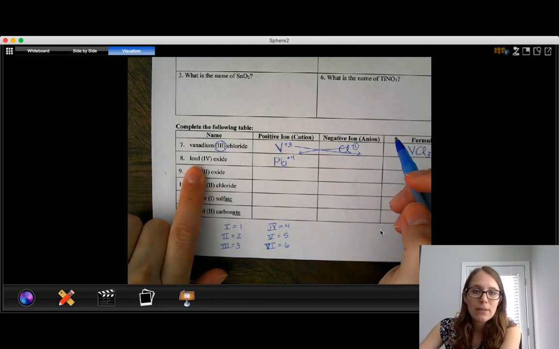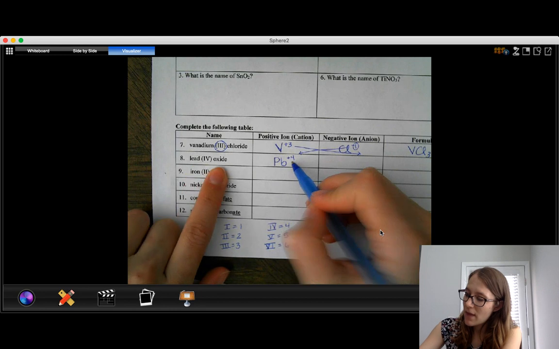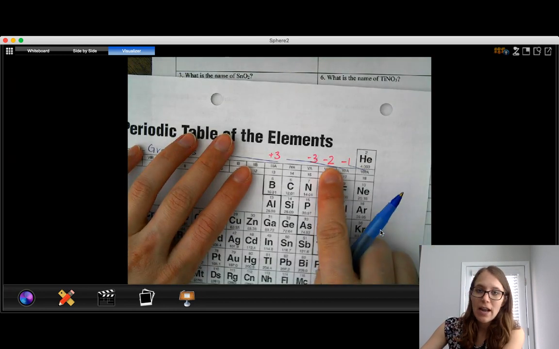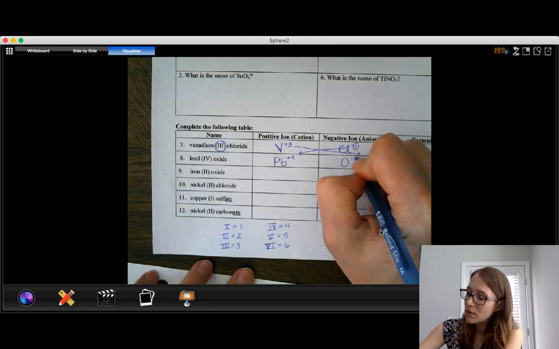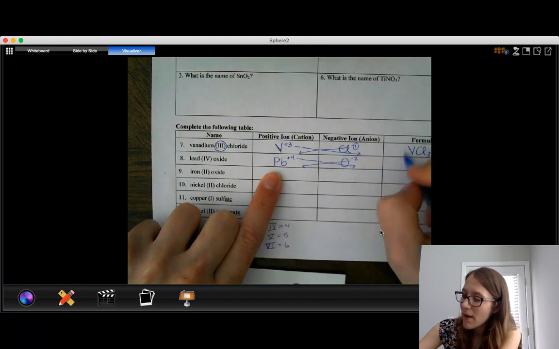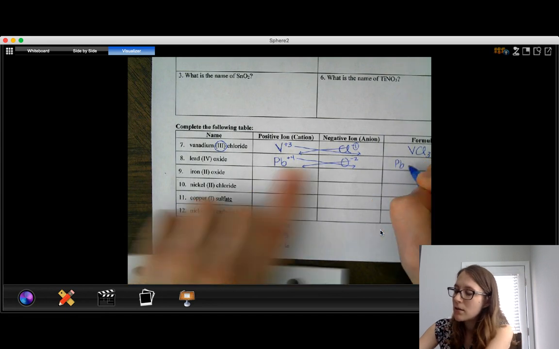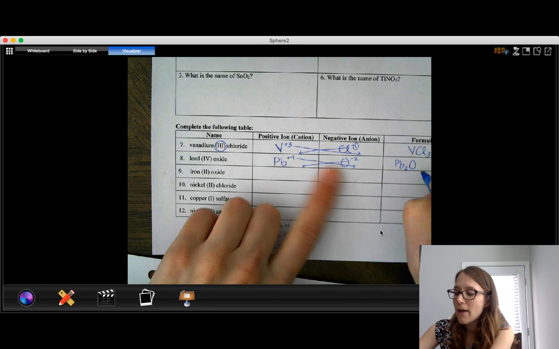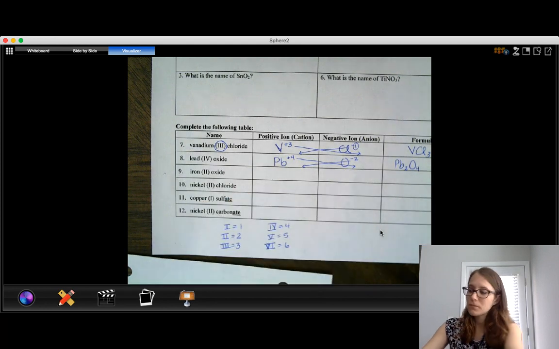All right, so once we have that, we have lead, 4, and then oxide is oxygen. Oxygen has a charge of -2. And this is not a perfect match, so we're going to crisscross. And that would get us Pb with a 2 next to it. And then oxygen would have a 4 next to it.